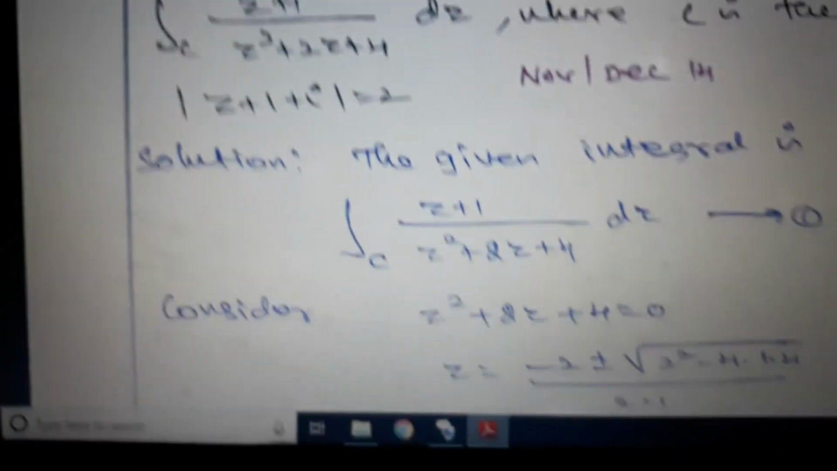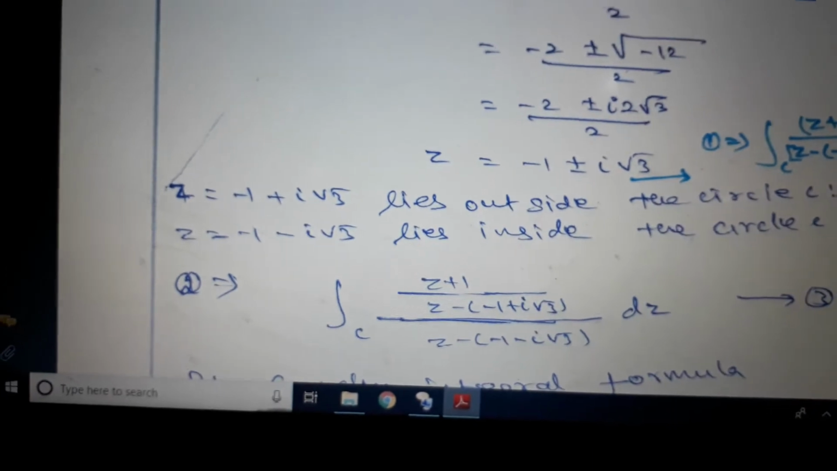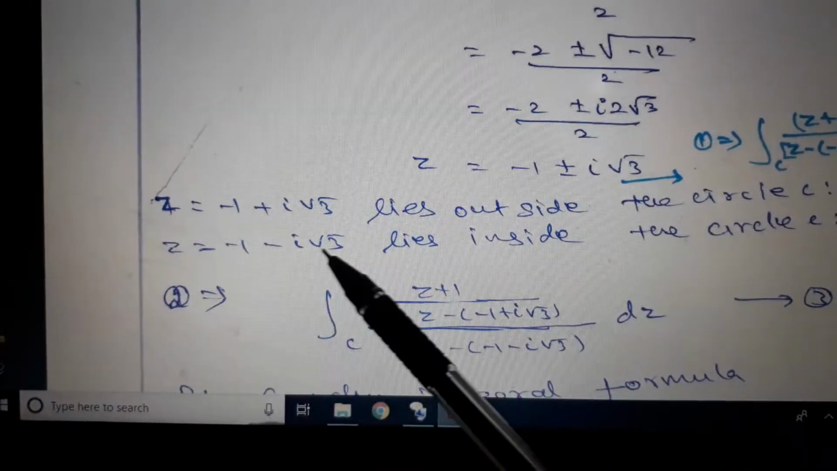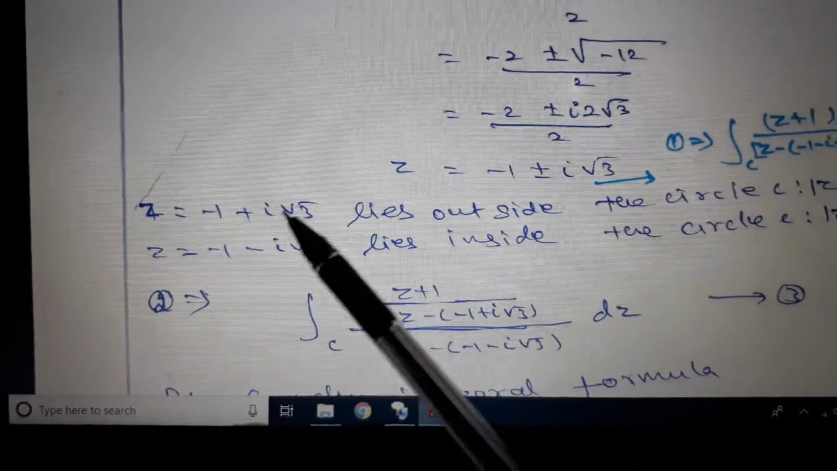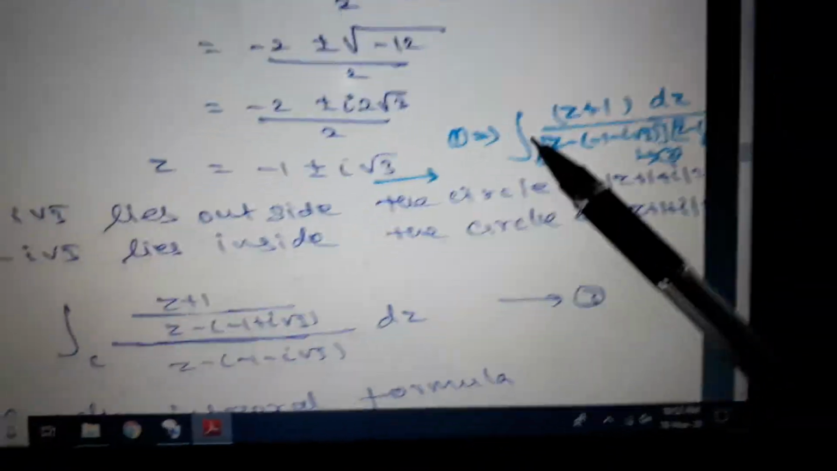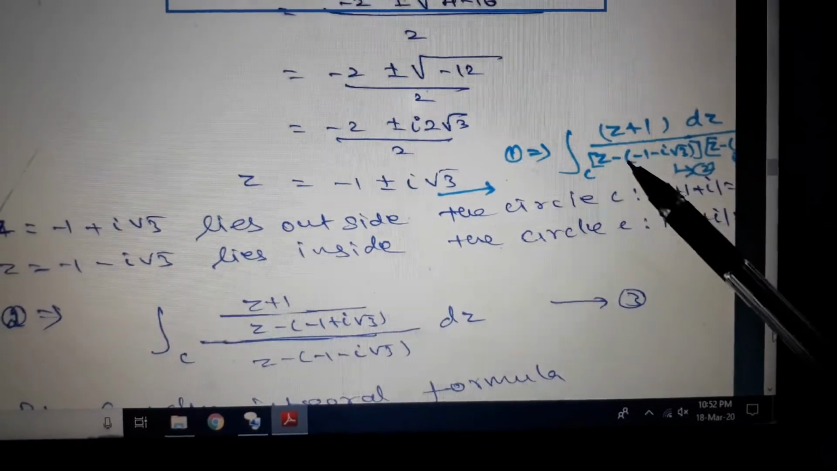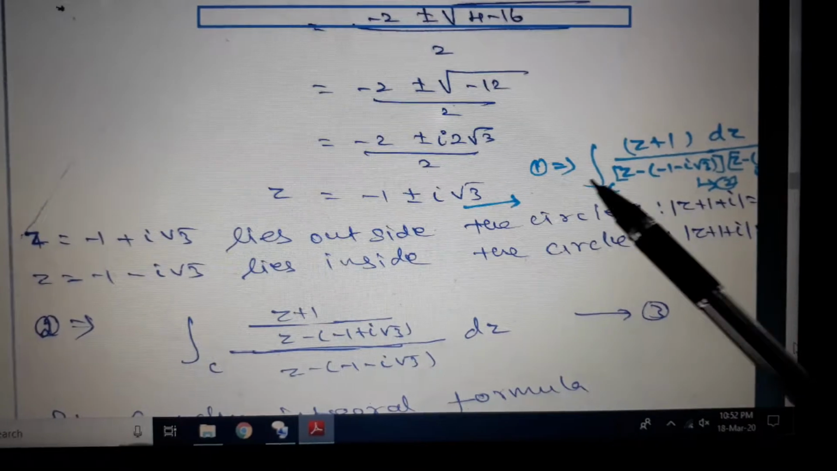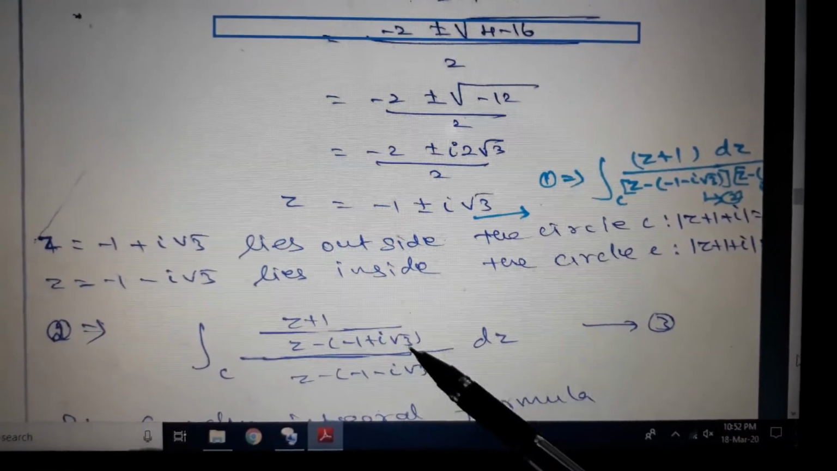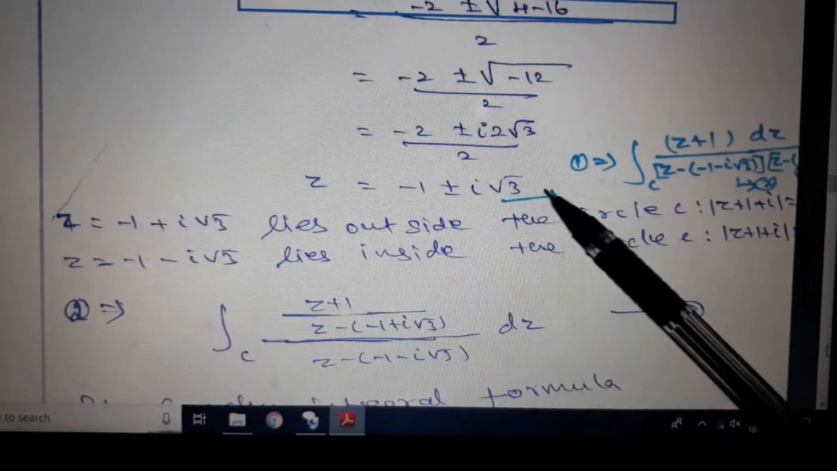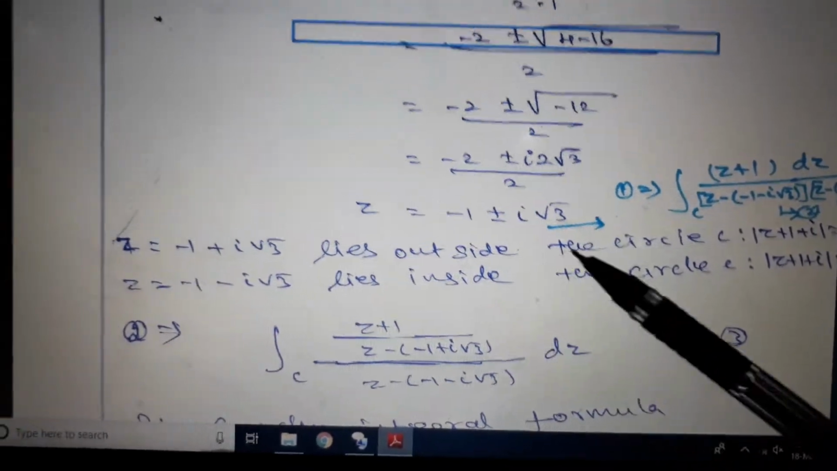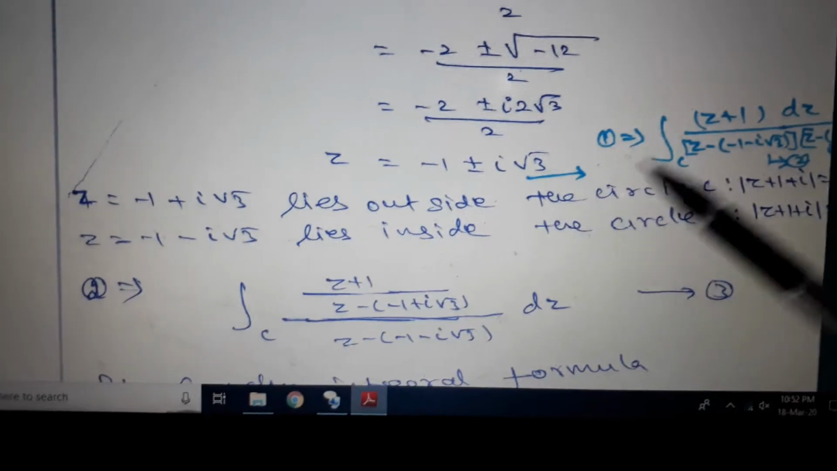So now, minus 1 minus i root 3 lies inside, minus 1 plus i root 3 lies outside. So I have to keep the term z minus of minus 1 minus i root 3 in the denominator, then z minus of minus 1 plus i root 3 in the numerator. This is similar to the previous problem. So the term containing the point which lies outside, I have to keep in the numerator.